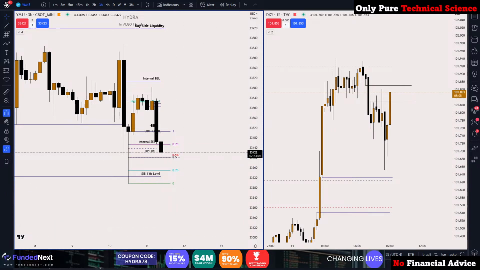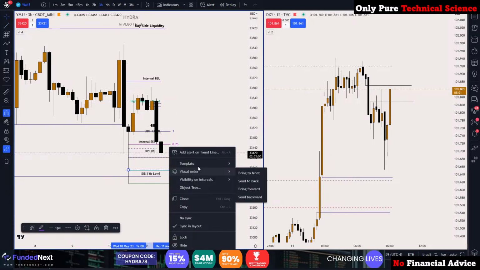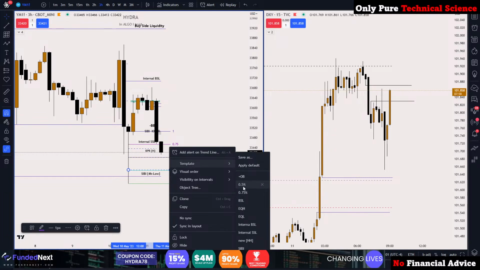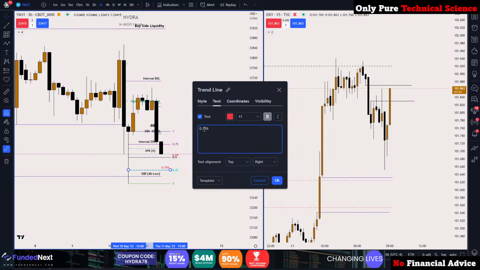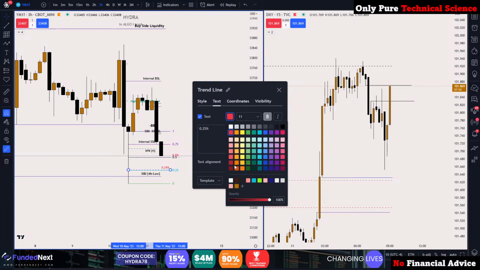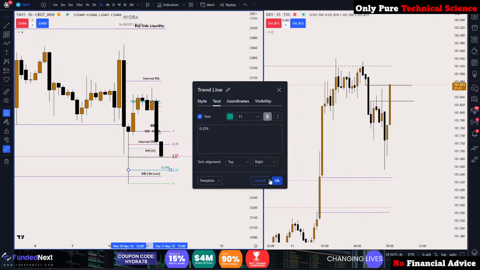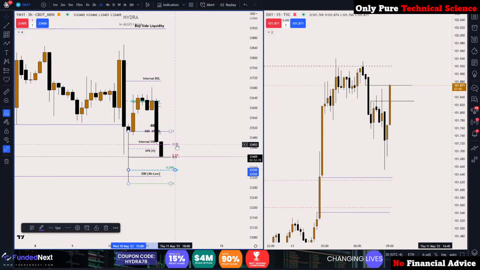The 0.5, and the lower quadrant is here. So these two possible zones, I'm expecting to see a reversal on Dow from these two zones.